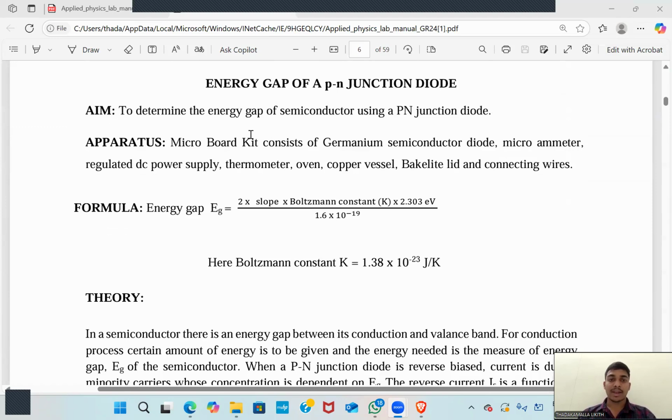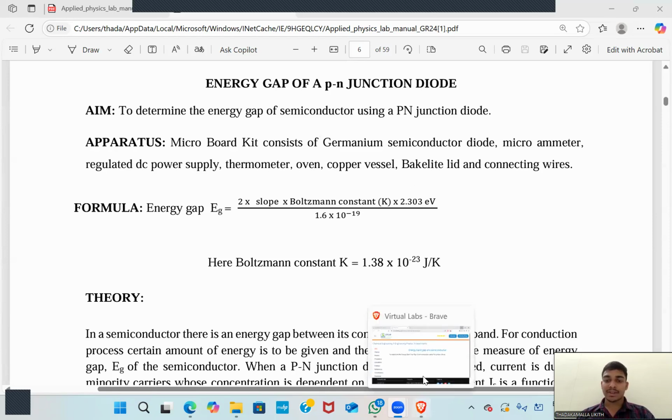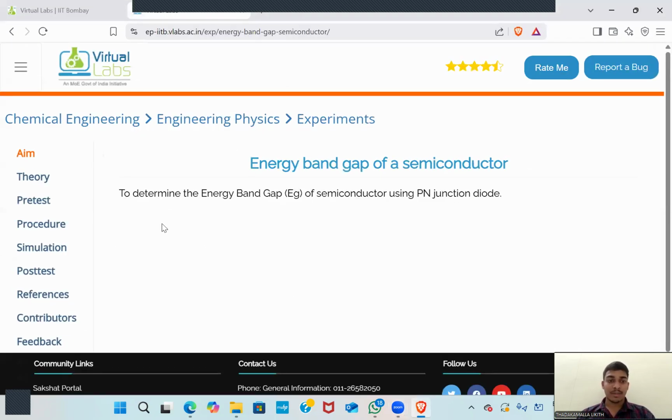Aim: to determine the energy gap of a semiconductor using a p-n junction diode. Apparatus: microboard kit consisting of a germanium semiconductor diode, microammeter, regulated DC power supply, thermometer, oven and copper vessel, bakelite lid and connecting wires. This is our virtual lab. See, in this aim: to determine the energy gap of a semiconductor using p-n junction diode.